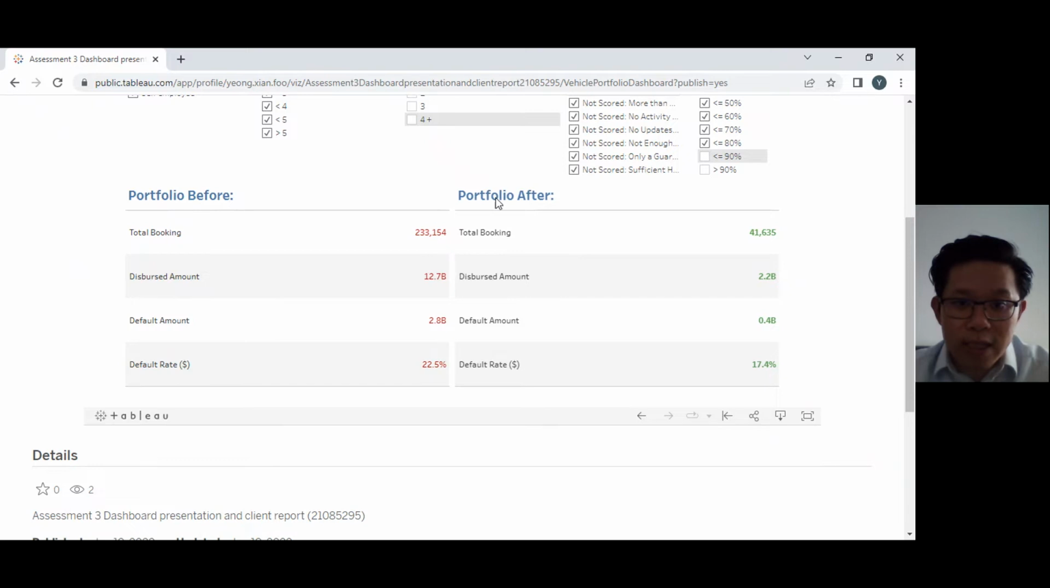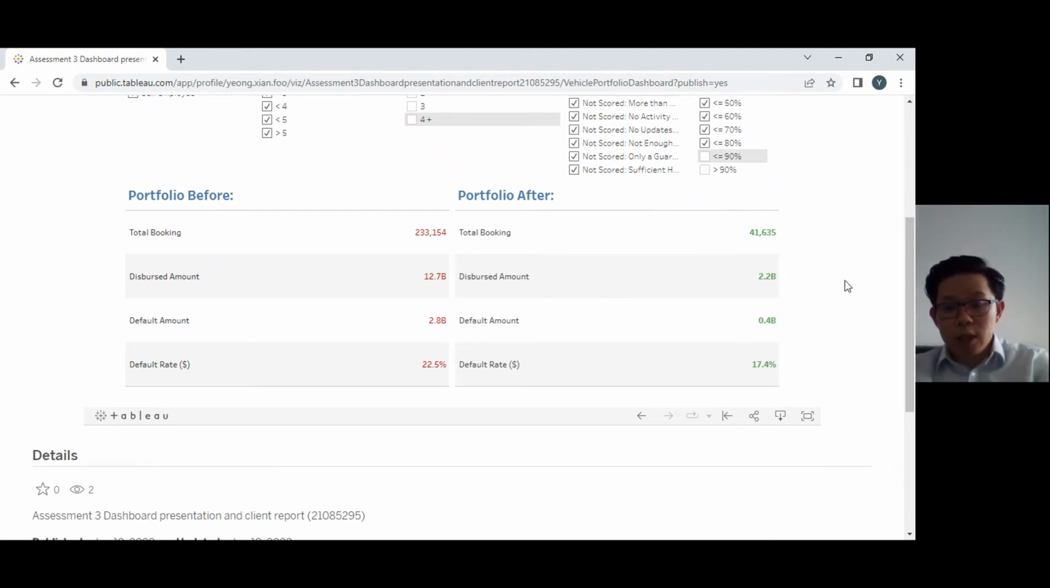Okay, so now we can have a side-by-side comparison, the portfolio before, which is the current number, and the portfolio after, which is after the selection and the final outcome. We can see that the default rate is 17.4%, which is much lower than the current default rate. However, the disbursed amount becomes very low, from 12.7 billion to 2.2 billion.